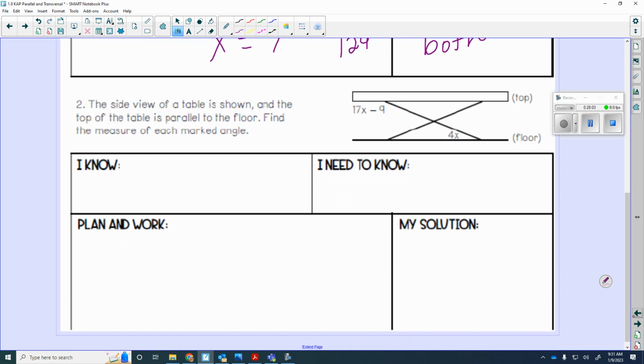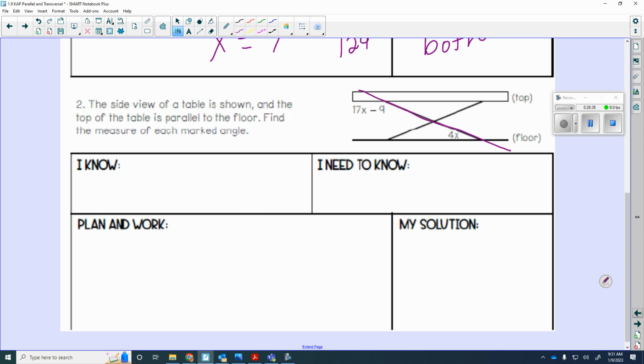It says, the side view of a table is shown, and the top of the table is parallel to the floor. Find the measure of each marked angle. Okay, so the first thing you have to do is figure out what are you looking at here? Where are the parallel lines? Which ones are parallel? The top and the bottom, correct? And then the transversal is this guy right here because that's the one that's got the angles that I'm looking at. This other line in here, is it necessary? No, it's just there to confuse you.